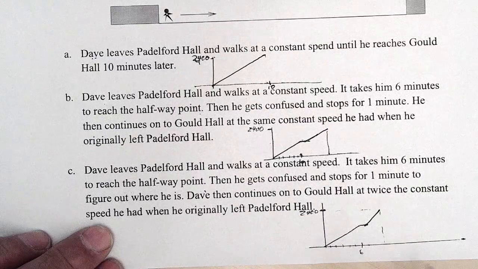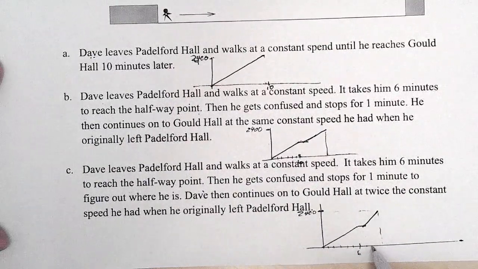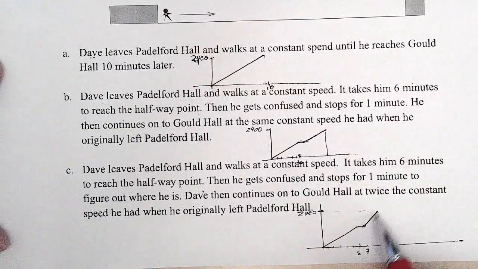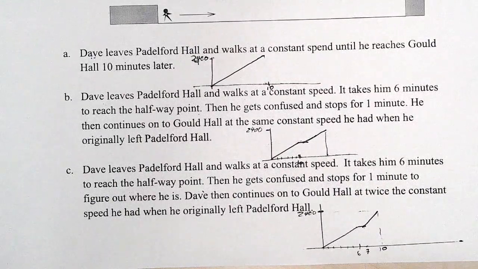We could probably figure out this one, but we're not going to worry about it. It would be another 3 minutes, so this would be 7. And then if he's going twice as fast to do half of it, it'll only take half as long. So it'd be 10 minutes. So we figured it out. Okay, that's it.